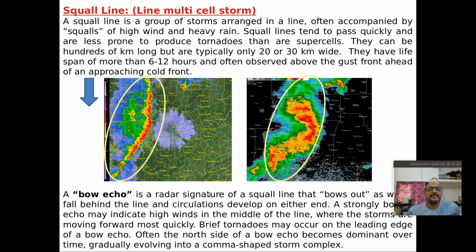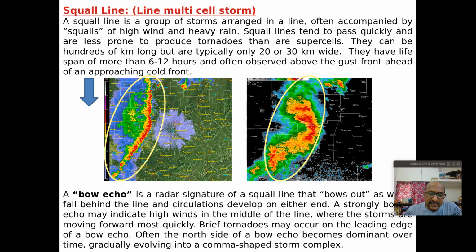And another classification is the squall line. This is a typical radar image of the radar reflectivity structure of a squall line, which looks like high reflectivity of thunderstorms aligned along a line. It looks like a line; that is why it is known as a squall line. It is associated with squally wind also.